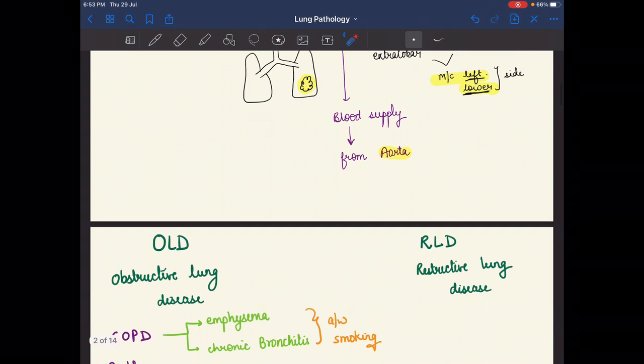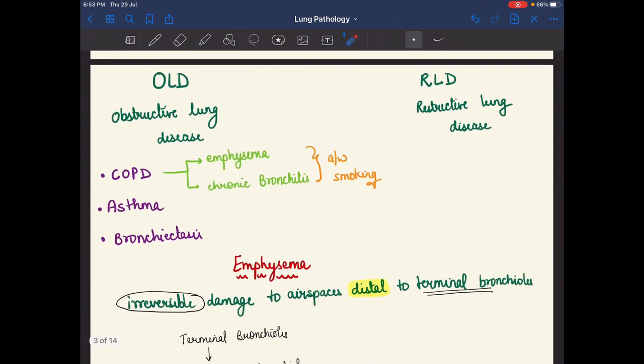Now this is about the congenital anomalies. Next are the obstructive lung diseases and the restrictive lung diseases. In obstructive lung disease, we have COPD, asthma and bronchiectasis. COPD means chronic obstructive pulmonary disease, which covers emphysema and chronic bronchitis. Both of these are associated with smoking. So these are the obstructive lung diseases.